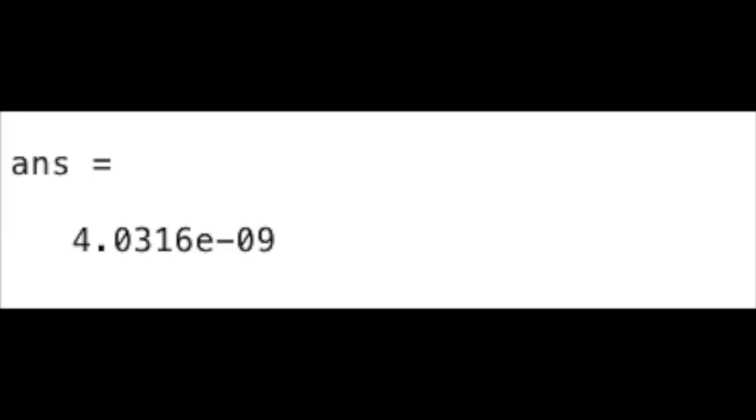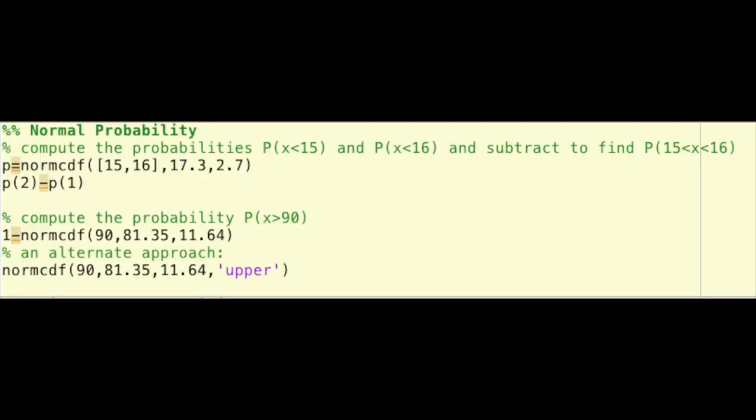When we run this code, we find that the probability we're computing is actually quite low, 4 times 10 to the negative 9 or a little bit more. Now we'll move on to some continuous distributions, and we'll begin this exploration with the normal distribution.